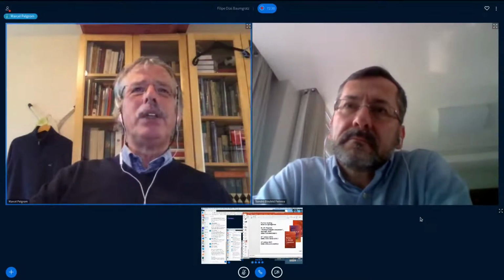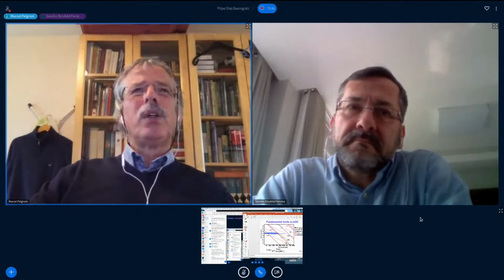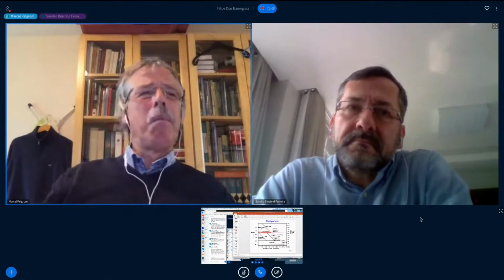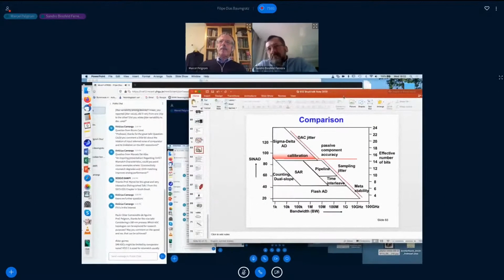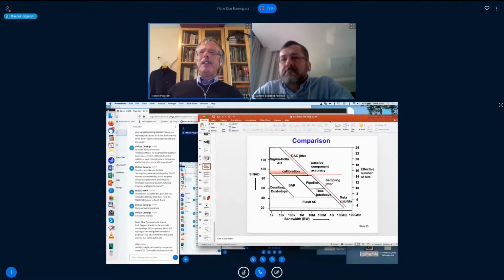Well, I think that in the presentation, like this plot and this plot, you can find already a bit of an answer to the speed and resolution, and you can also see why there is a problem. Let me briefly address the speed problem, the speed and the sampling jitter.